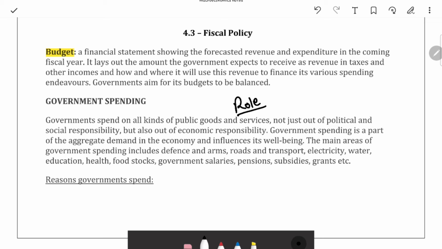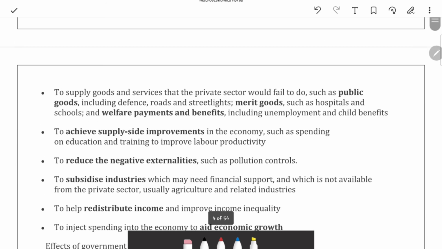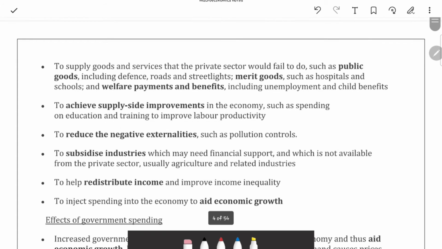Okay, to provide these roles, they need to spend. So why does a government spend? Let's begin with that. The first one is to supply goods and services that the private sector would fail to, and this would be the public goods.